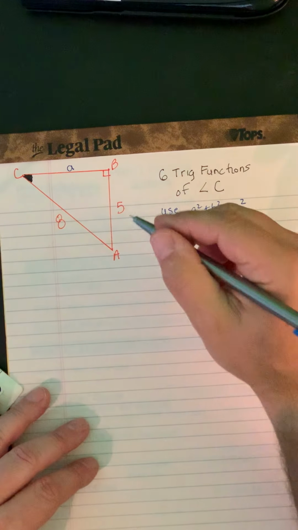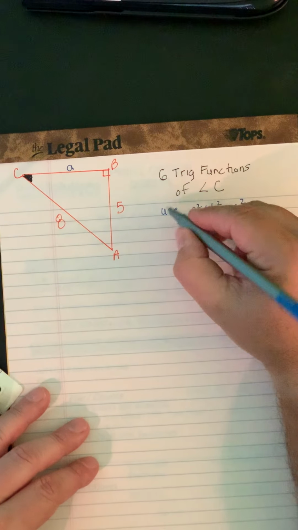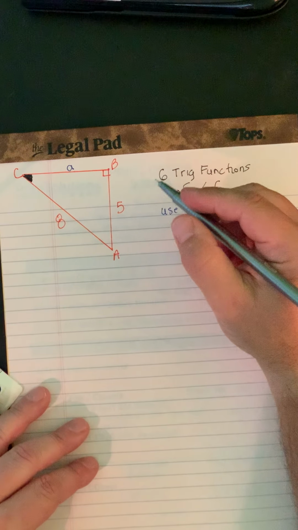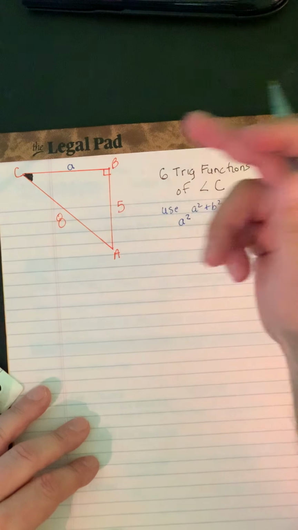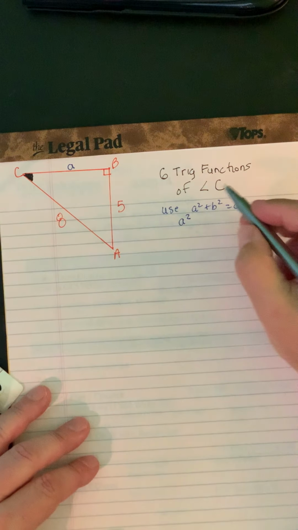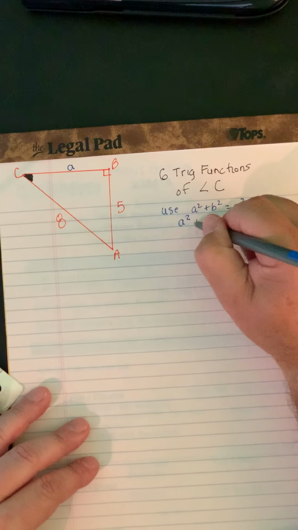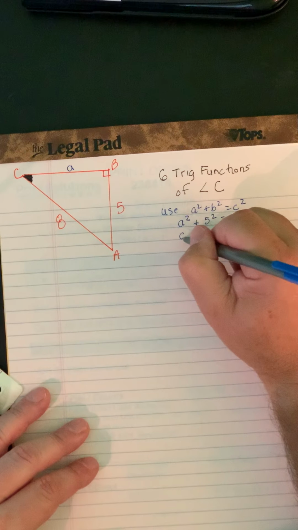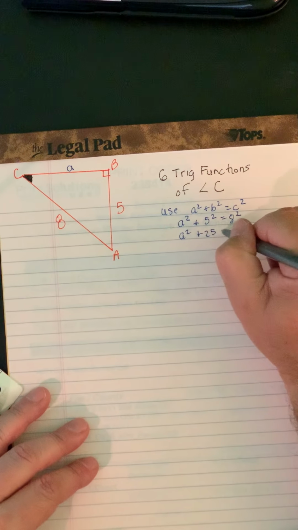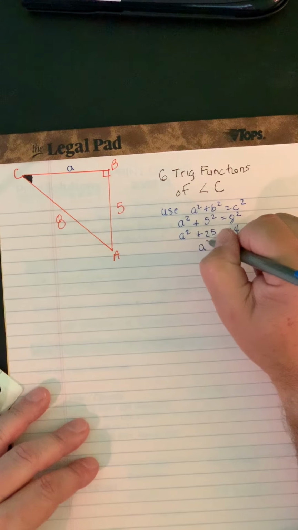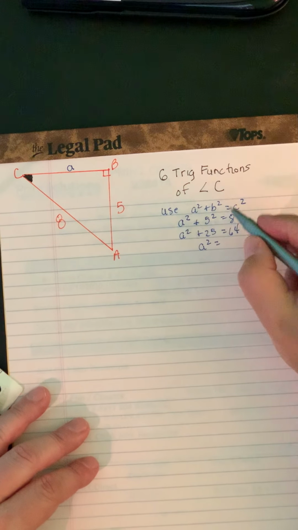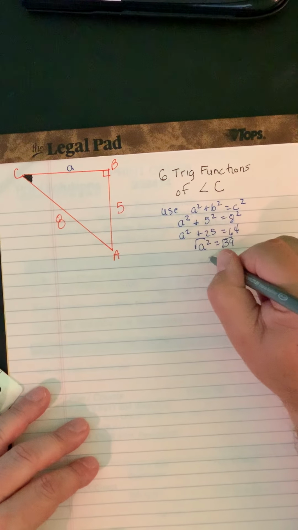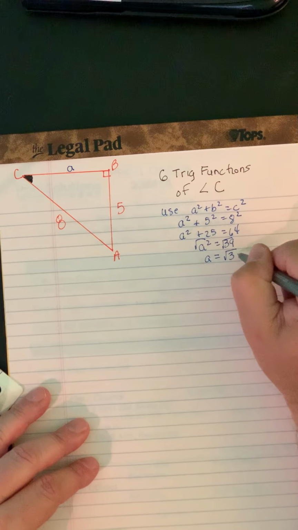All right, so we're going to have a squared plus 5 squared. I know that's not across from C, but the hypotenuse has always got to be the longest, which is the C here. So plus 5 squared equals 8 squared. Do some quick math. I know it's been a while. Subtract, and we get 39. Square root, a equals square root of 39.